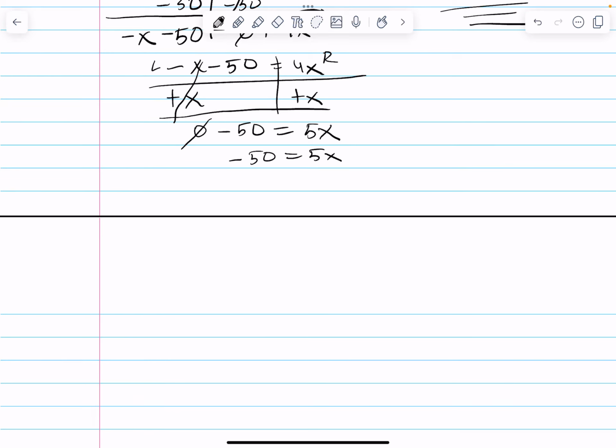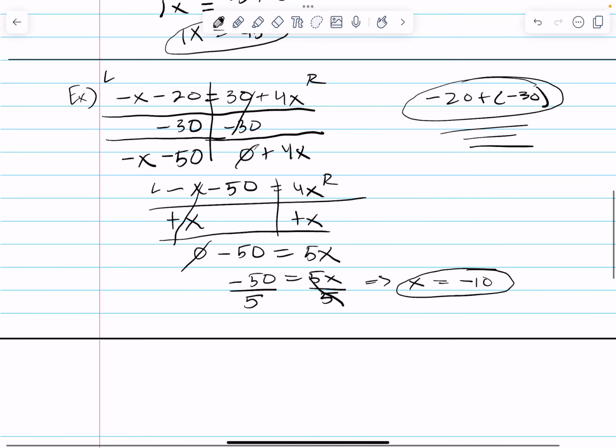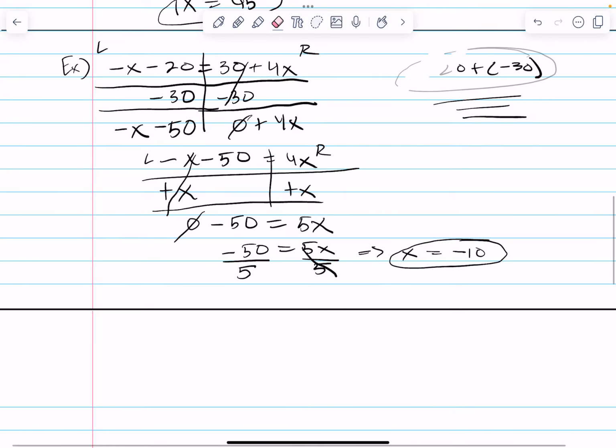So now to finish this step, we just have to divide by 5 because we just wanted to get it to 1, and you just divide it by itself. 5 divided by 5. What you do on one side, you do the other, so you have to also divide this side by 5. X is equal to negative 10. That is the answer.